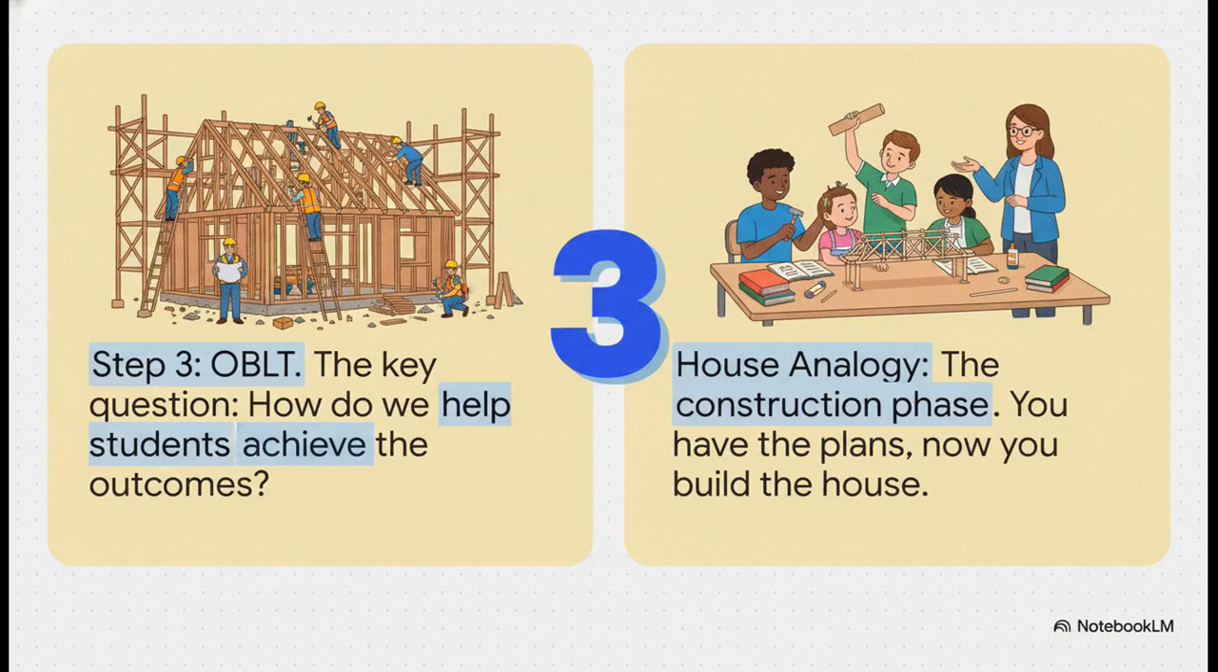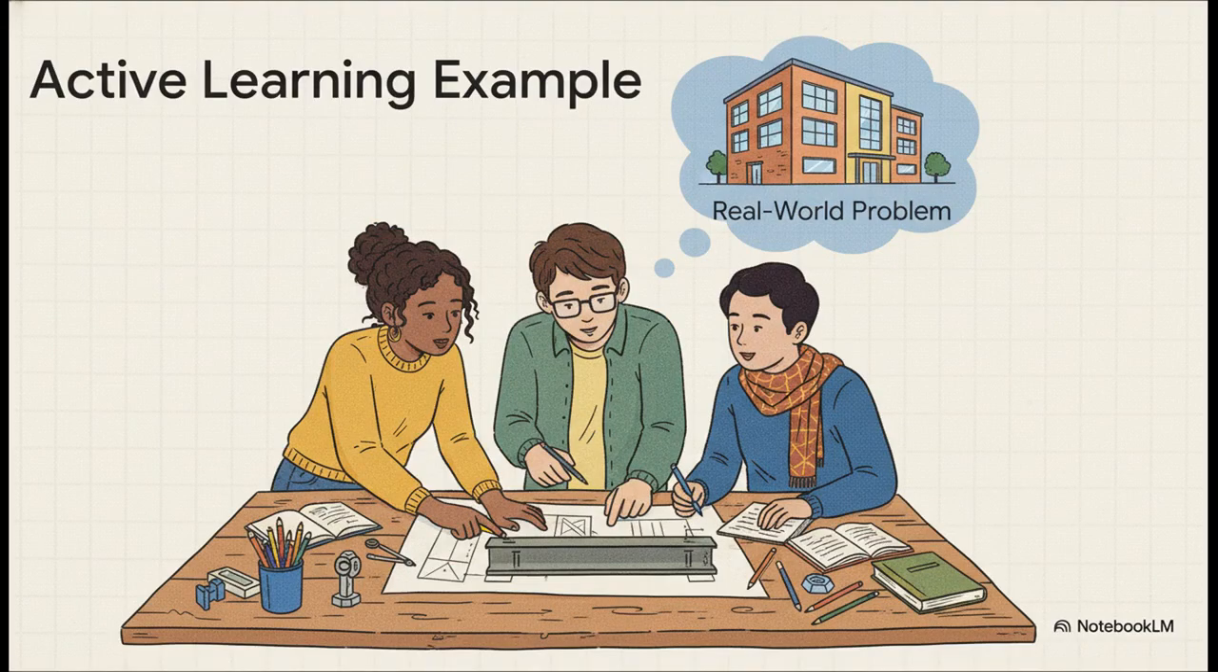With that blueprint in hand, it's time for step 3, outcome-based learning and teaching. This is the construction phase. The plans are done, now you have to actually build the house. So the question becomes, how do we teach in a way that actually helps students achieve those outcomes? And this is where you see a huge shift in how teaching is done. It's not about passively listening to lectures anymore.